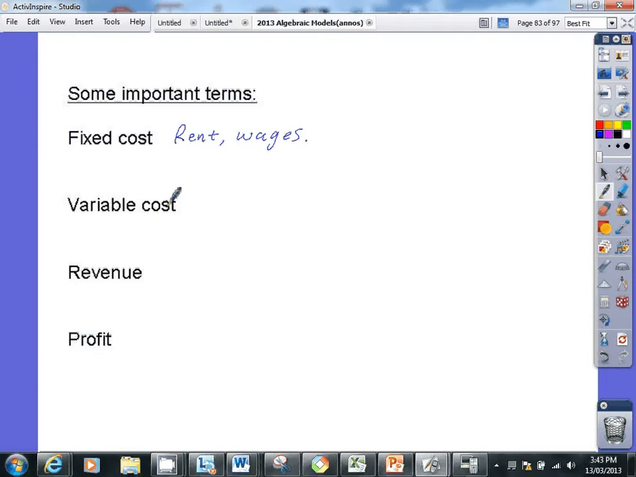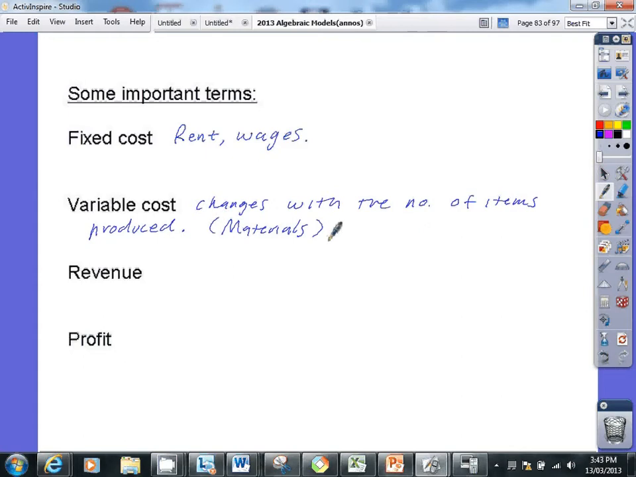Now, variable cost is to do with the number of items, so this changes with the number of items produced. Typically variable costs depend on the materials, because the more items you make, the more material you require, so the greater your variable cost. So we're looking at materials there.